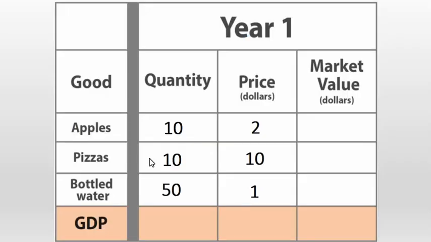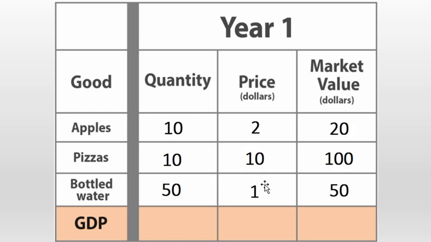So let's say we have year one, and in our economy we just produce apples, pizza, and bottled water. In year one, say we produce 10 apples, 10 pizzas, and 50 bottled waters. To get the market value of each of those, we take the quantity and multiply it by the price. We do that for each of these goods.